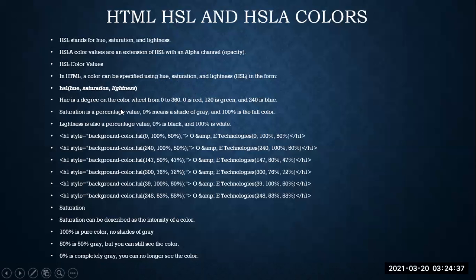Hue is the degree on the color wheel from 0 to 360. Now, 0 is red, 120 is green, and 240 is blue. So that means when you have your hue at 360 and every other value is 0, you have red. When you have your hue at 120 and other values are 0, you have green. And when you have your hue at 240 and other values are 0, you have blue.